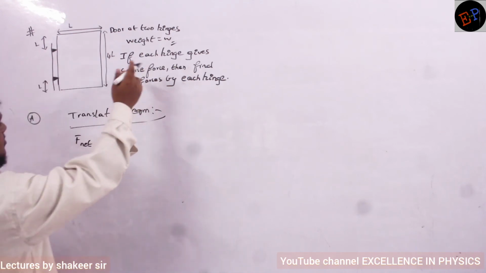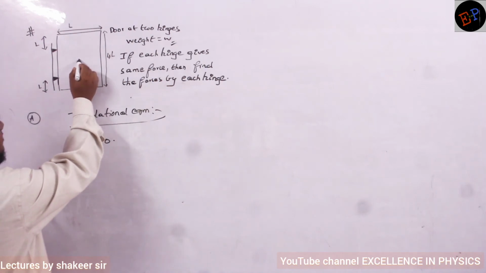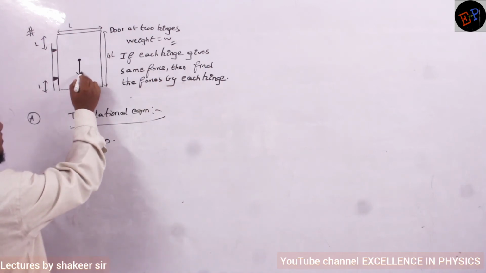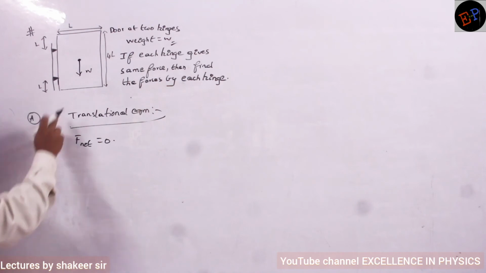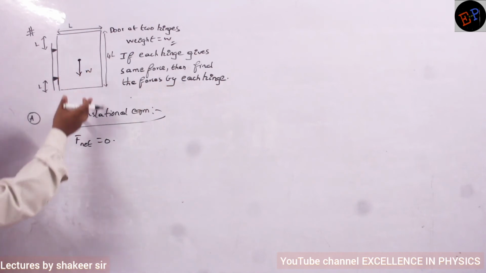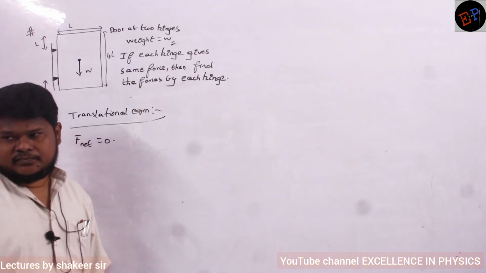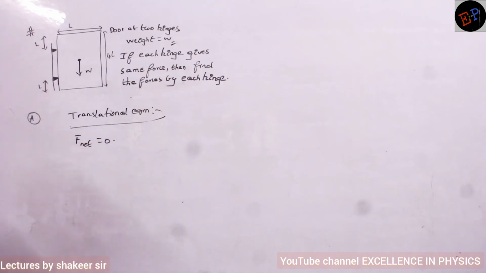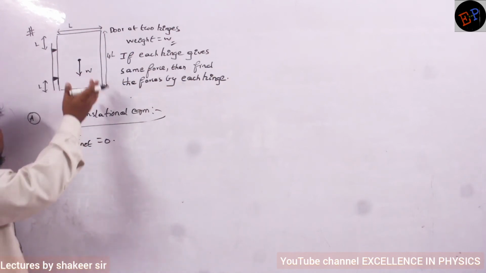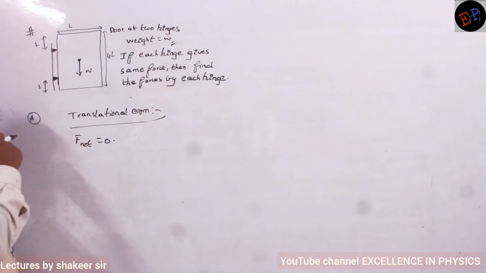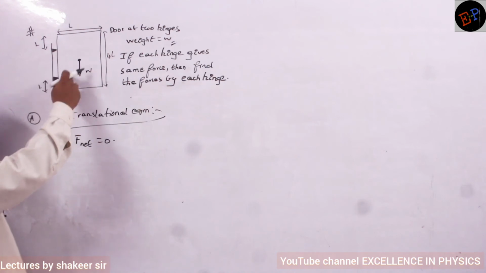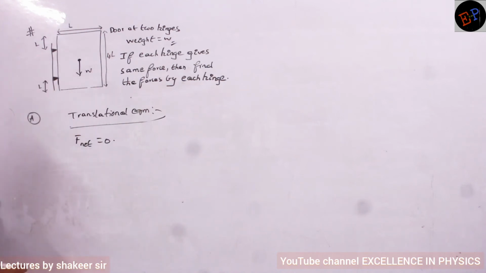So the weight of the door is W. Where will the weight be acting? Weight will be acting exactly at its geometrical center. With the help of this weight, the door is trying to come down. But why is the door not coming down? Otherwise the door would be in the air only. Because hinges will be opposing the weight of this door.